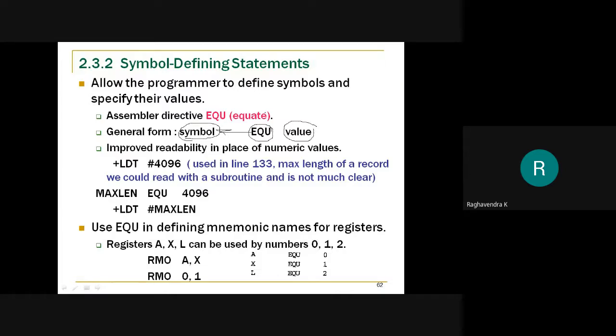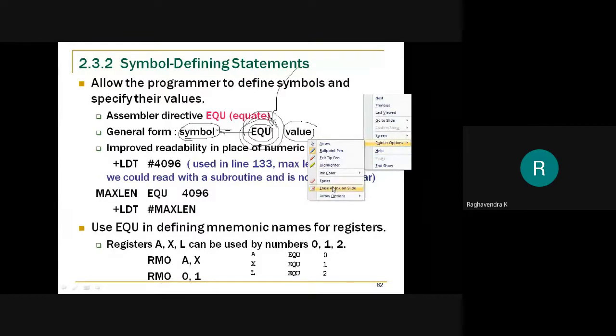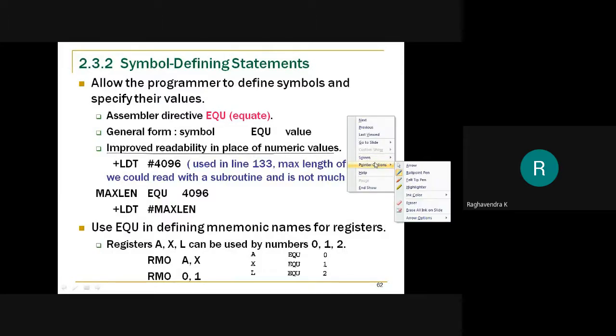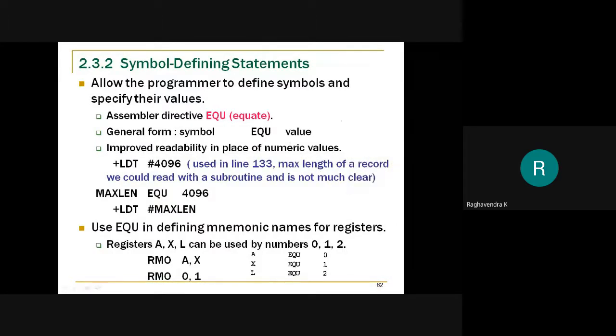Now, what's the advantage of using this? I already have certain assembler directives that can be used to define a symbol, so why do I need this? One advantage of using the equate assembler directive, or EQU, is that it would improve the readability of the program. If you remember, when writing C programs, let me assume I have main, and I write int a of 10.